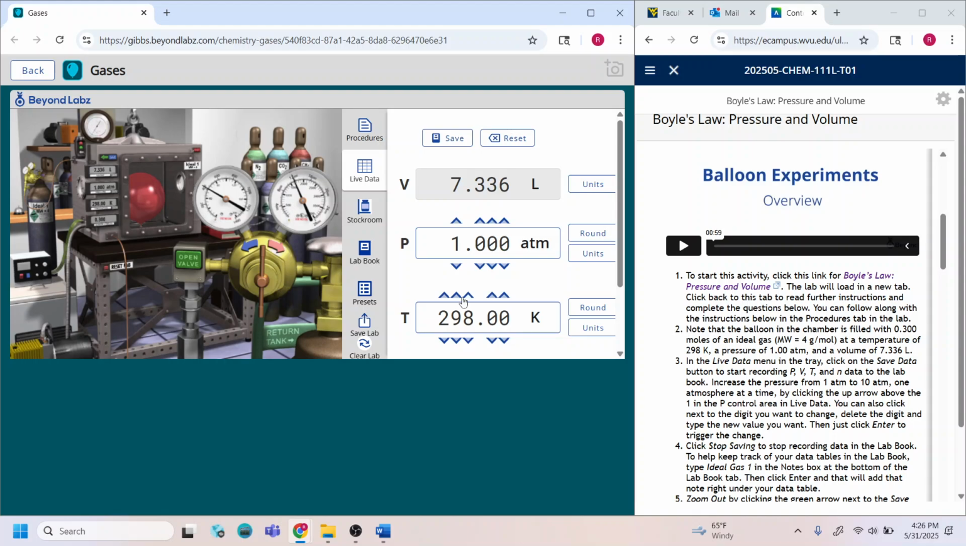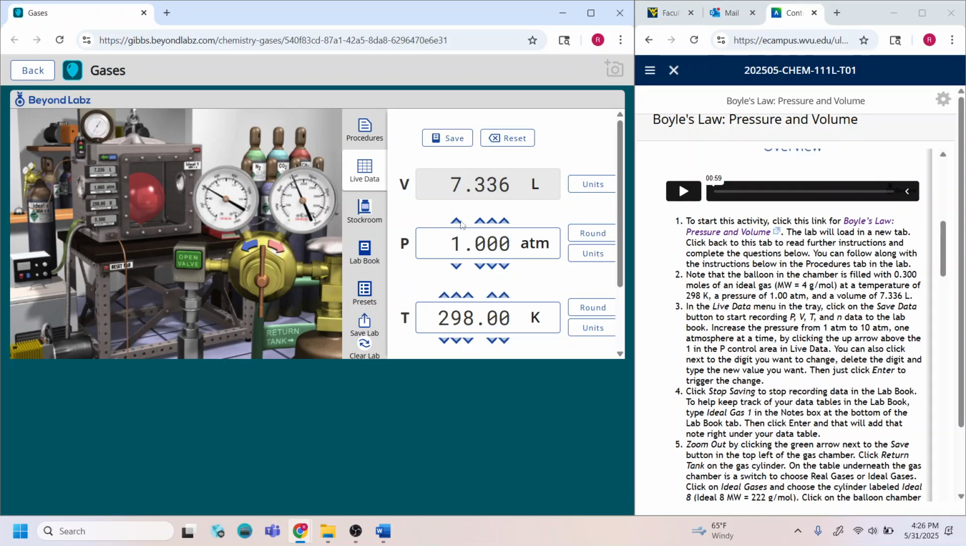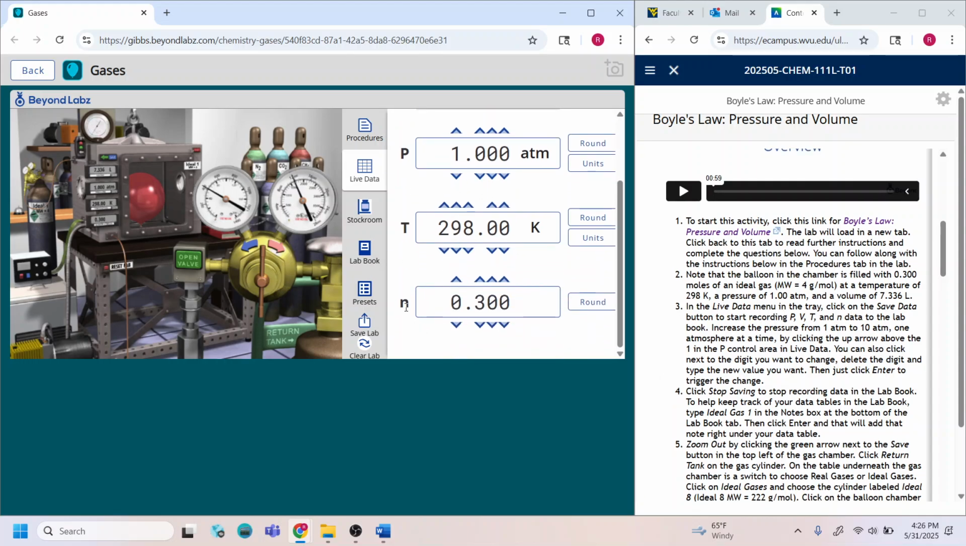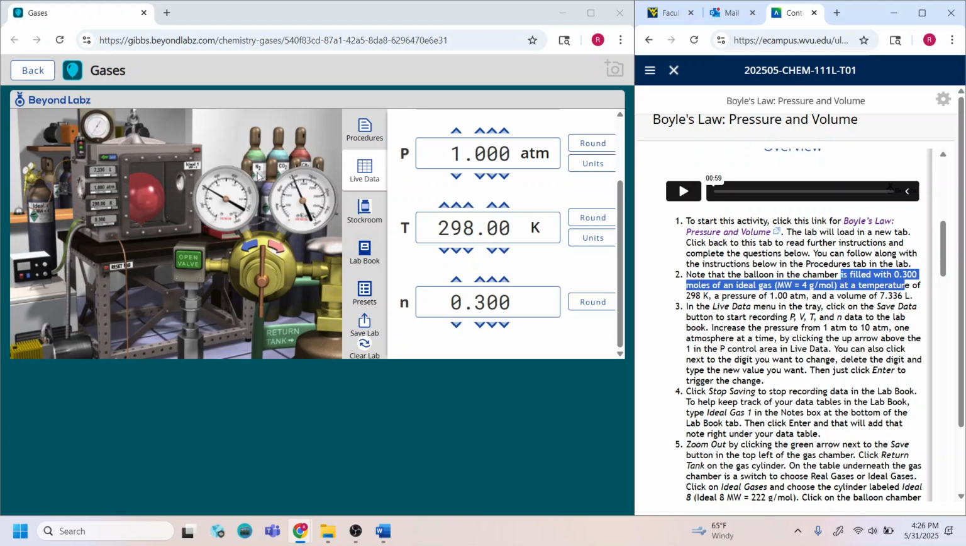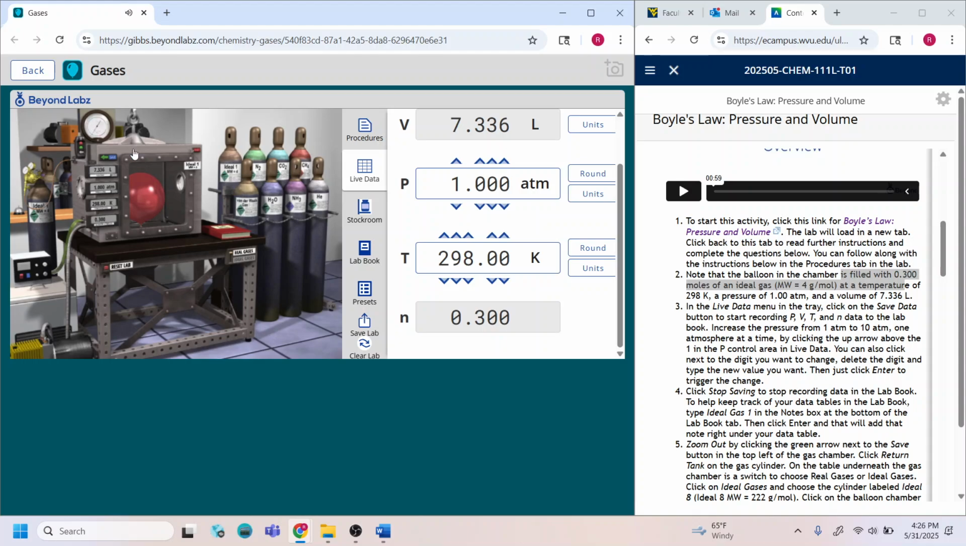With this said, with this experiment, you are going to open up this page, and it's going to be set at a number of moles of 0.3. It tells you over here that the balloon is filled with 0.3 moles of ideal gas. The ideal gas that we are using is the cylinder, which was over here. This is ideal gas 1. Let's say, for example, if you open your lab, you would see something like that.